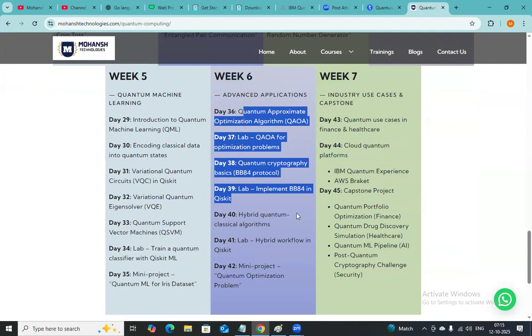Every concept we have a lab, sir. Lab is important here. Theory is theory. Yes, theory is compulsory, we need to understand. Then lab is also very important.